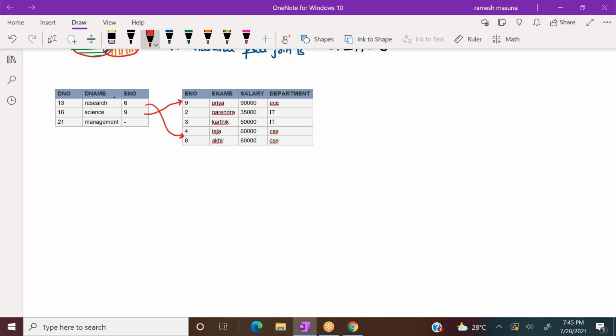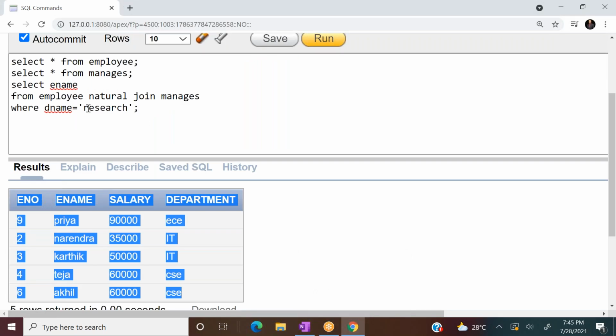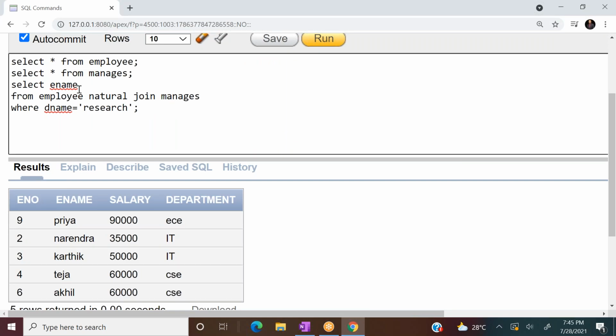2 rows. If I wanted to display employee name and department name, then Priya, science department, and Akhil is matching with the research department, right? Look at, if I write natural join between them, select employee name, comma, department name that the employee is managing.